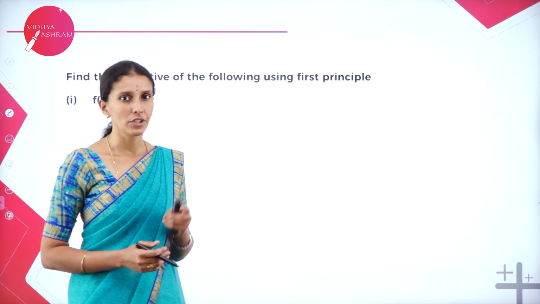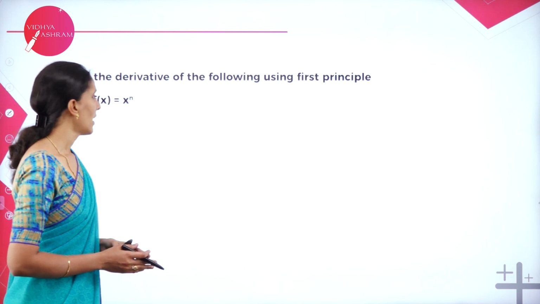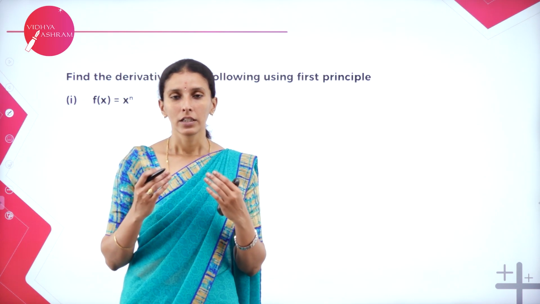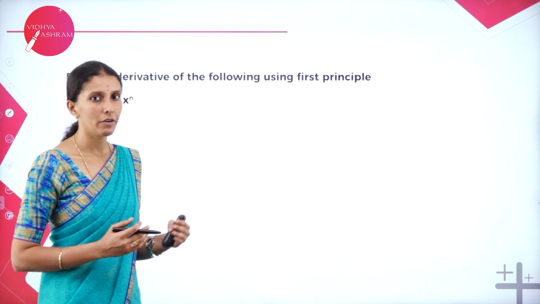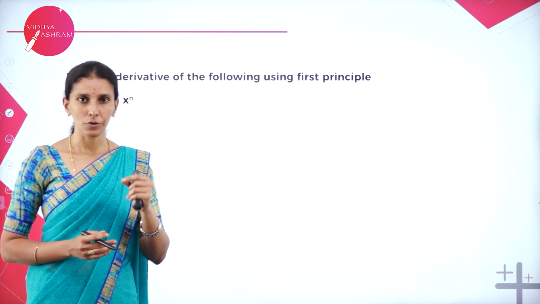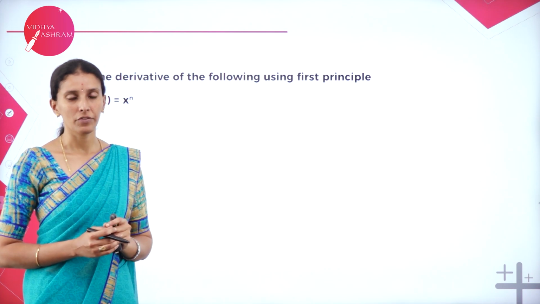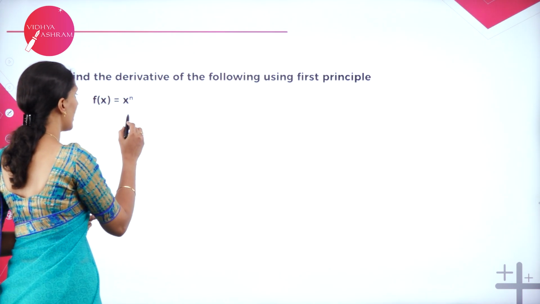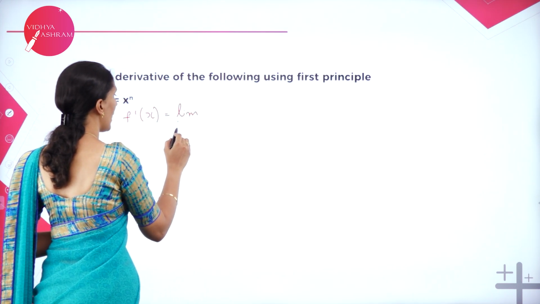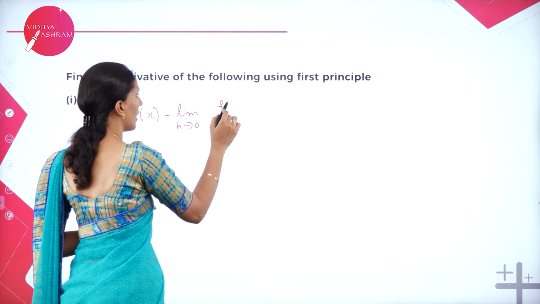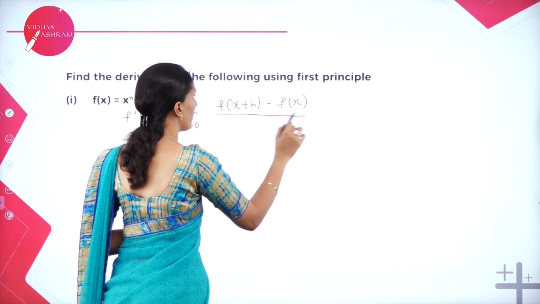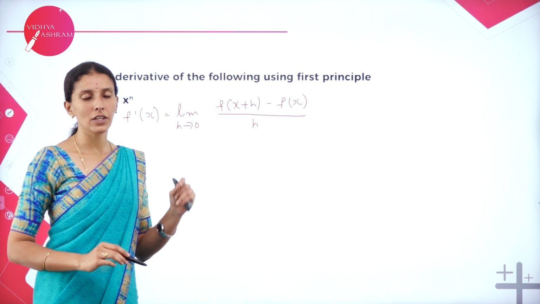The very first question here I have taken is f of x is equal to x to the power n. So, whenever they ask you to find the derivative of any function using the first principle, the very important thing is you should first write the definition of the first principle. That is, f dash of x is equal to limit h tends to 0, f of x plus h minus f of x whole divided by h. So this is the first thing you have to do.